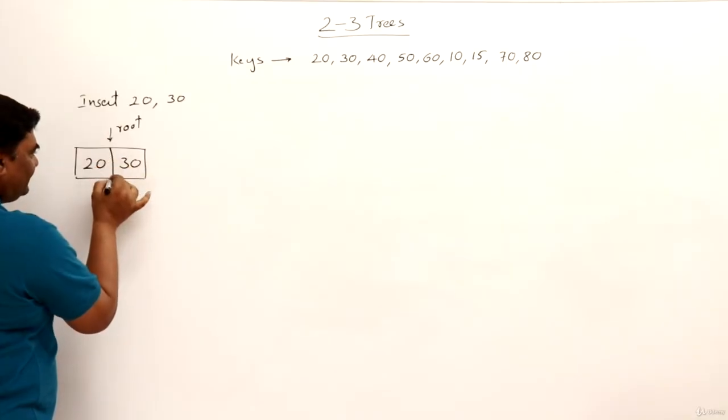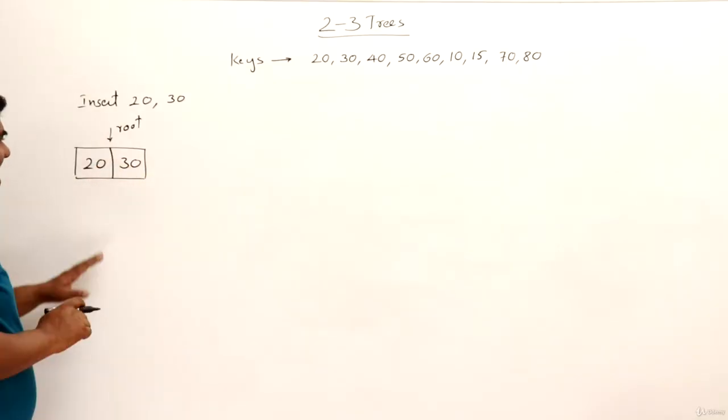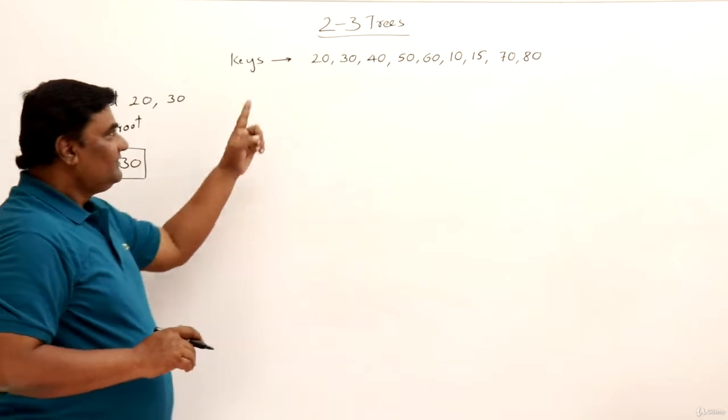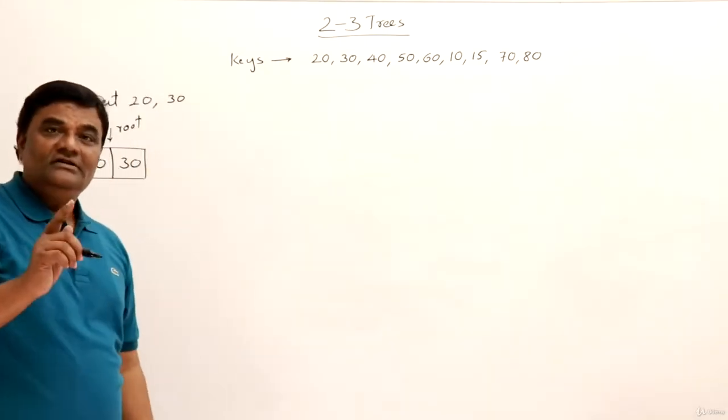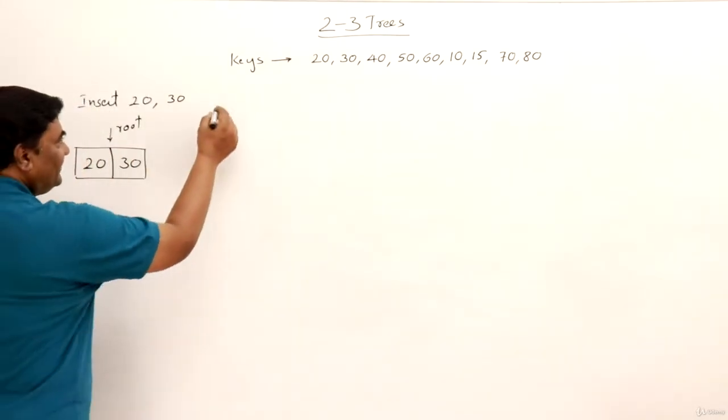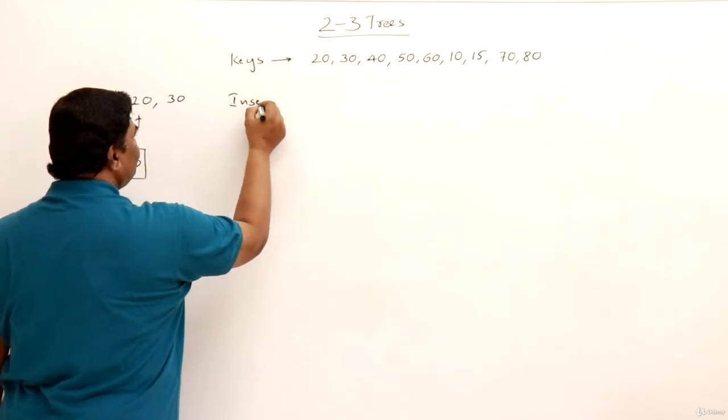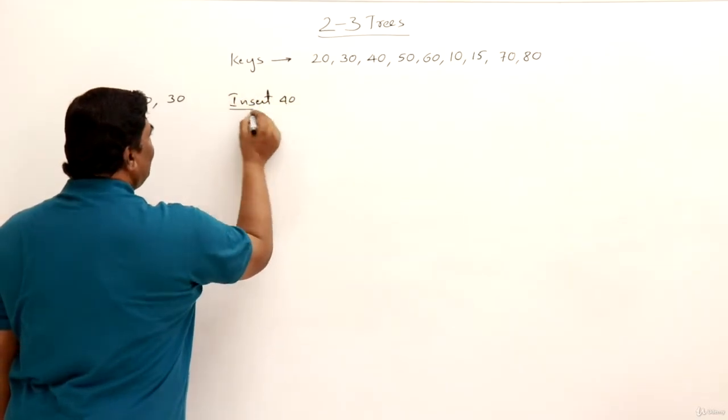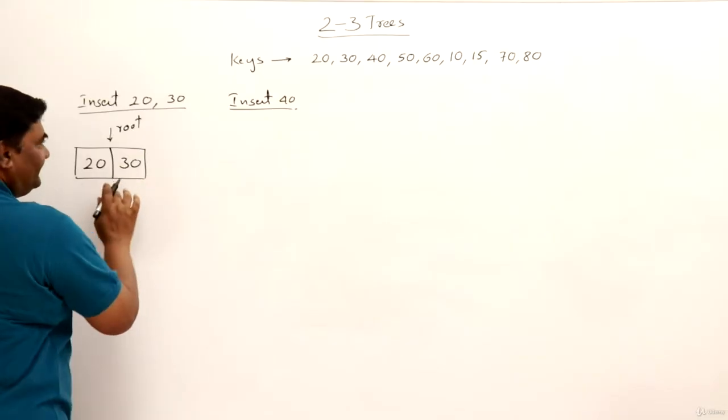So I will draw a line here separating them. Now I have two keys in a single node, 20 and 30. Now let us insert 40. So here I will write insert 40. Now in this one I will insert 40.